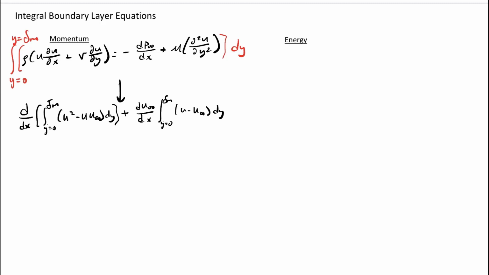Then the third term is plus the velocity v at y equals 0 times u infinity minus u at y equals 0. And then the fourth term, on the right-hand side, is 1 over rho times tau at y equals delta m minus tau s.